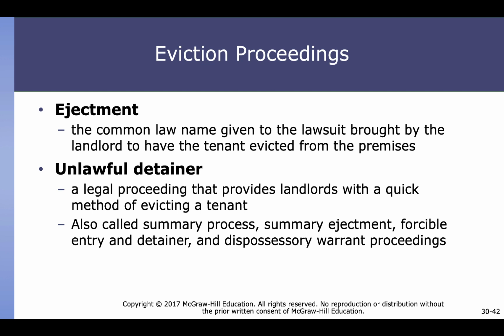There are strict notice requirements that must be followed by the landlord, after which both parties are given their day in court. If a forcible eviction becomes necessary, it's going to be done by the sheriff under the supervision of the court. Ejectment is the common law name that was given to the lawsuits brought by the landlord to have the tenant evicted from the premises. An unlawful detainer is a legal proceeding that provides landlords with a quick method of evicting a tenant. It's also called summary process, summary ejectment, forcible entry and detainer, and dispossessory warrant proceedings.